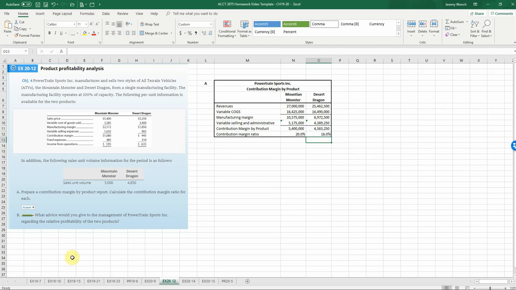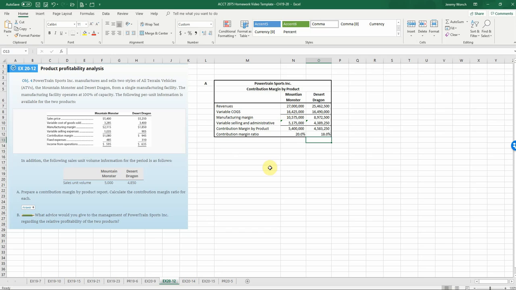So in part B, what advice would we give management of Powertrain Sports as far as the relative profitability of each product? So kind of what this one is getting at is if we look at the regular income statement here, it looks like the Desert Dragon is a more profitable machine. However, that's because fixed costs are factored in, and fixed costs are going to remain whether we sell it or not.